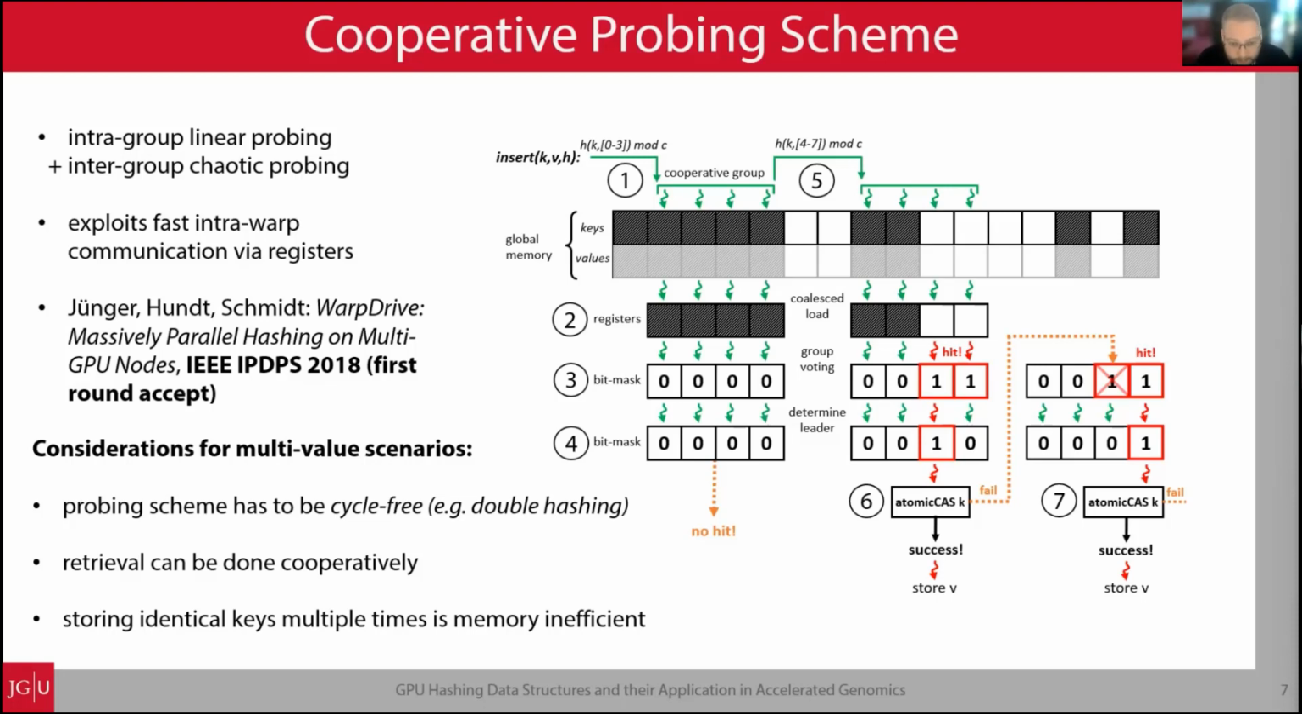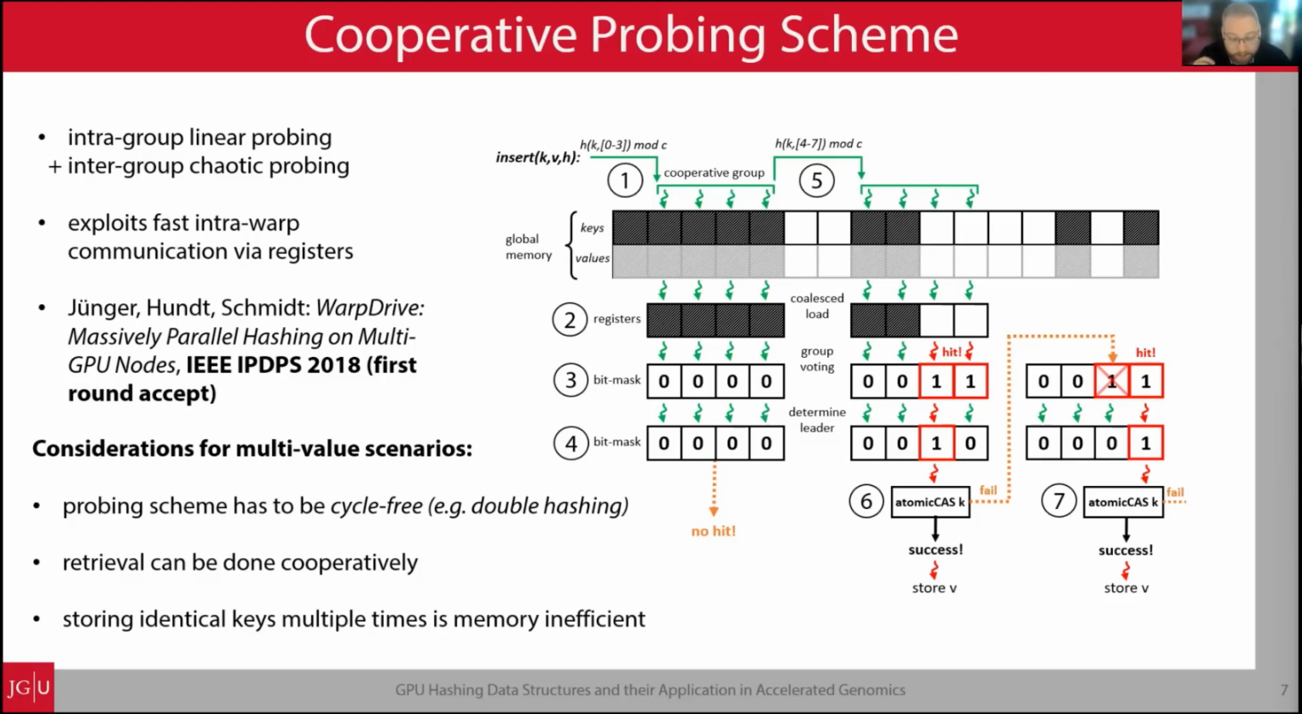So for once, the probing scheme has to be cycle-free in order to guarantee when retrieving every stored value that we do this exactly once, because if we have these cycles, we might find the same value over and over again. Since we are using double hashing as our outer probing scheme, we can guarantee this by simply choosing the table capacity to be prime. This is just a theoretical nice thing that double hashing gives us here.